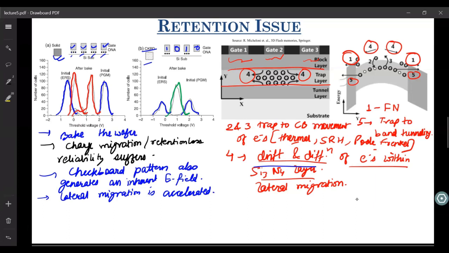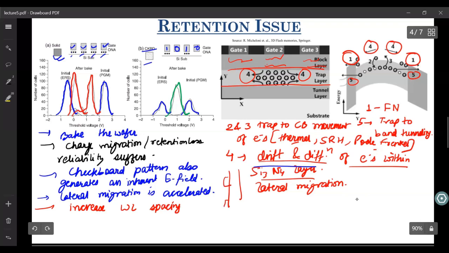So how can we reduce this lateral migration? Lateral migration is just because you have these word lines very close to each other, and these electrons can migrate from beneath one word line to beneath another word line. So one way to reduce the amount of lateral migration is to increase the word line spacing. Since it's a vertical structure, even if you increase the word line spacing, it won't affect the area, right? Because the area is still what is consumed by this bottom point.